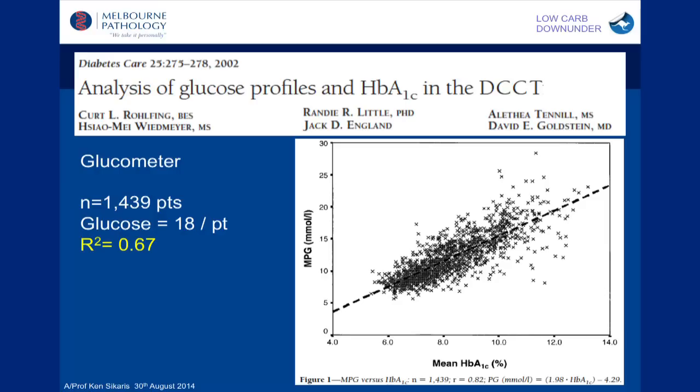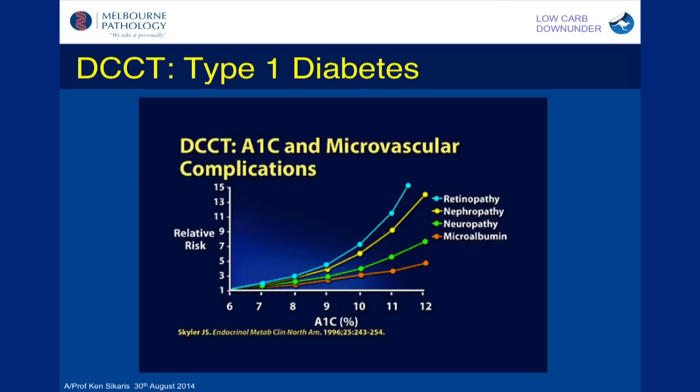So hemoglobin A1C is the best indicator of what your sugar levels are. And we've known that for years, because the higher your hemoglobin A1C level is, the more likely you are to get the diseases of diabetes, like the eye disease or the kidney disease or the nerve disease. We've been using it that way for 30 years.